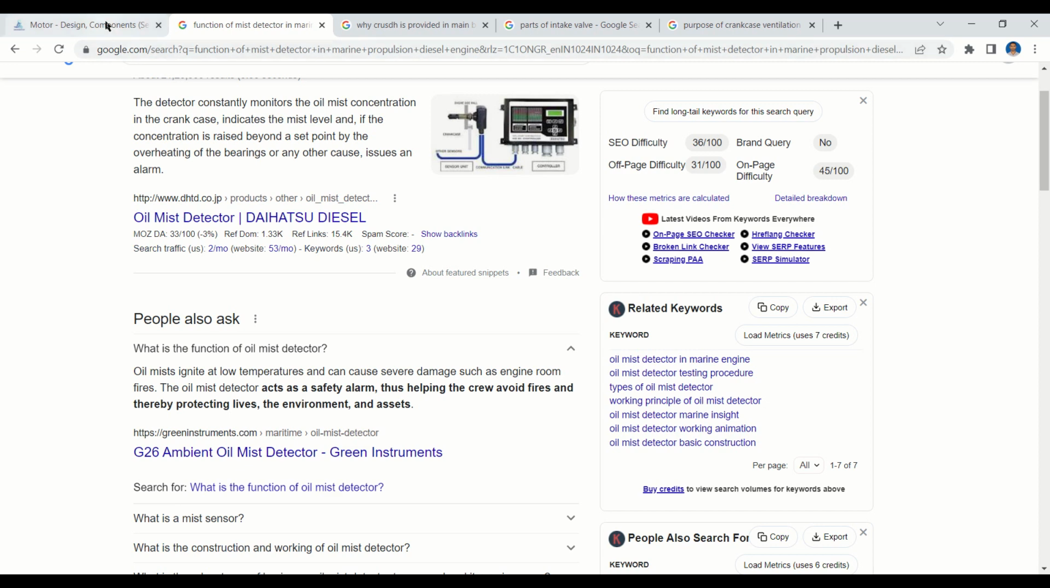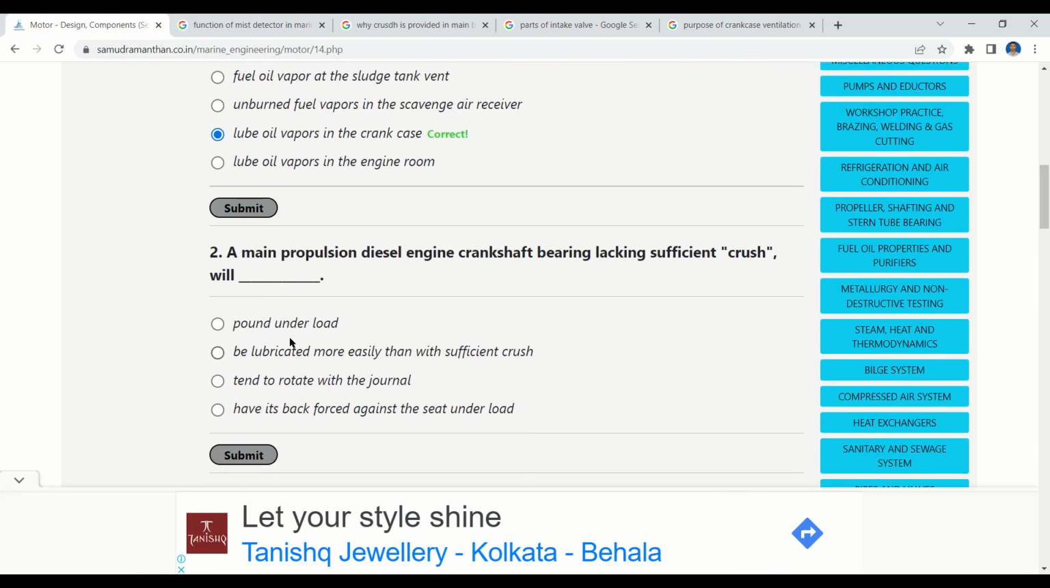Our next question is: a main propulsion diesel engine crankshaft bearing that lacks sufficient crush will, and the options are pound under load, be lubricated more easily than with sufficient crush, tend to rotate with the journal, have its back forced against the seat under load. The correct option should be tend to rotate with the journal.